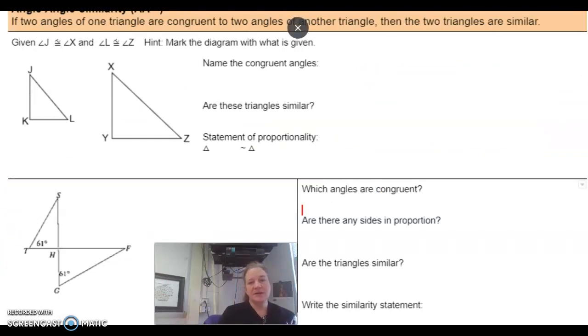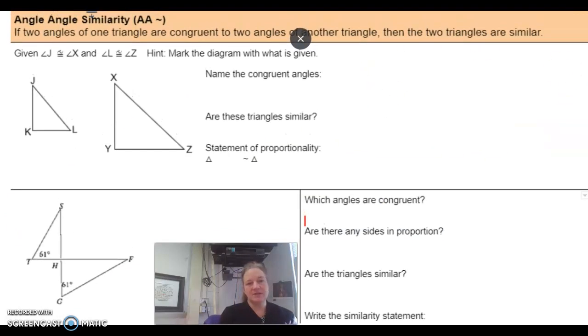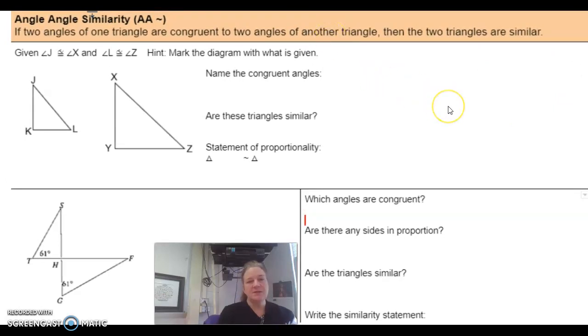So now I'm going to look at the very last one. And the very last one, let me move that up a little bit, says angle-angle similarity. So technically, if I have two angles that I'm told are congruent, then I know the two triangles are similar. Because if two angles of a triangle are congruent, then all the angles are congruent because they have to add up to 180, right?